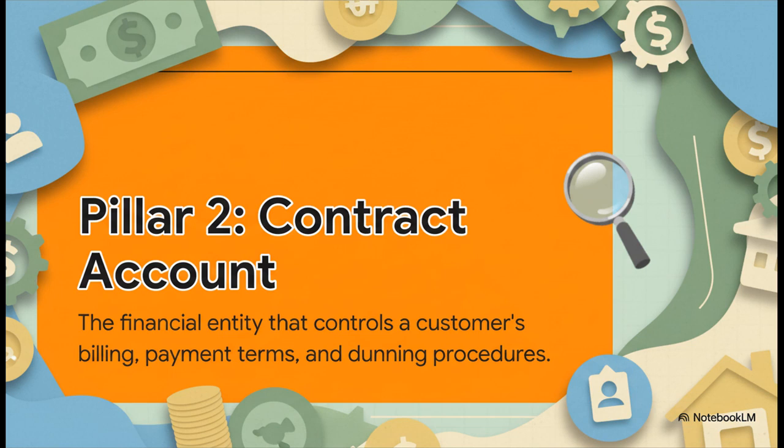Second is the contract account. So if the business partner is the who, this is the how, specifically how the money gets handled. It's the central hub for all the financial rules. How are they billed? What are their payment terms? What happens if they pay late? It's all controlled right here. And what's cool is a single customer can have multiple contract accounts, which gives a business a ton of flexibility. Maybe one for a personal plan and a totally separate one for a business account.